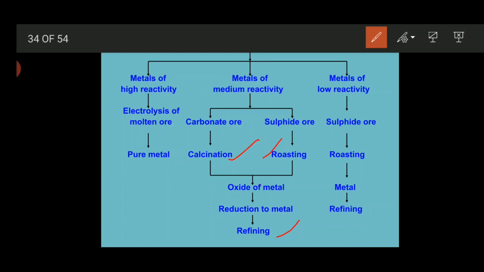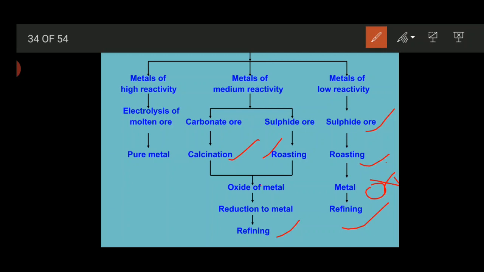Similarly, metals with low reactivity are mostly present in the sulfide form of ore. Then conversion is done with the help of roasting. After that, it gets converted into metal oxide, and that oxide undergoes the reduction method, and then refining is done, and that's how the overall extraction process of different elements can be done.